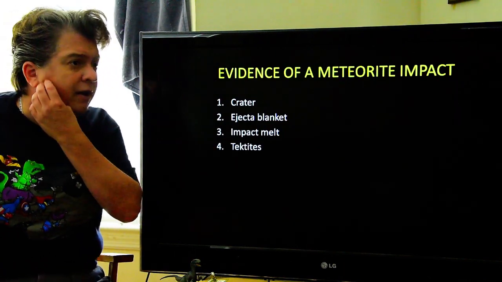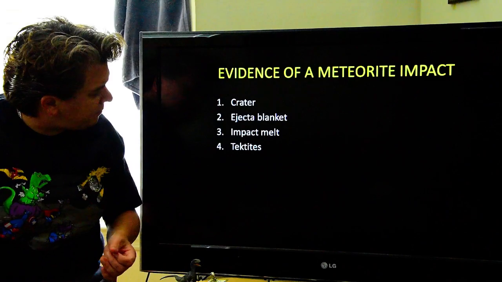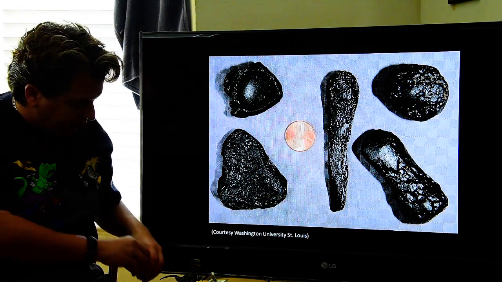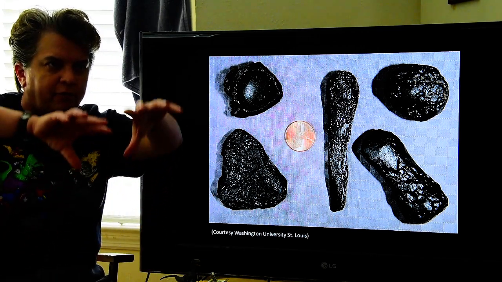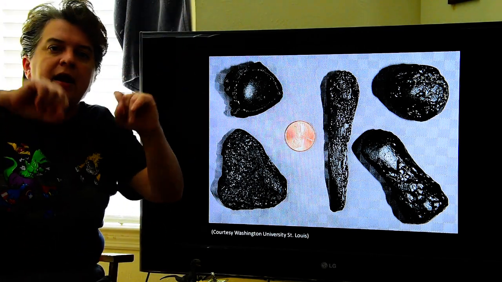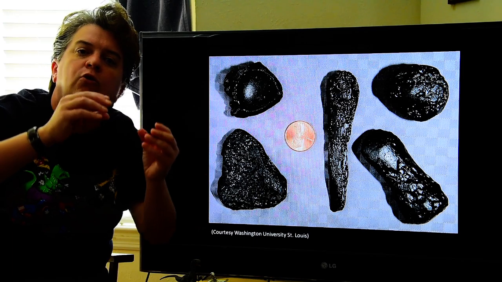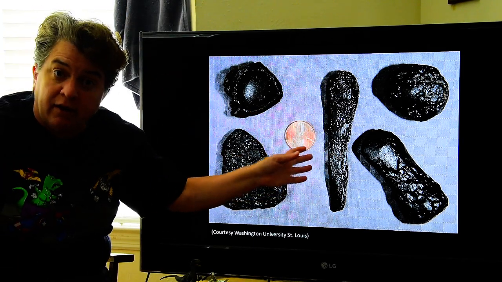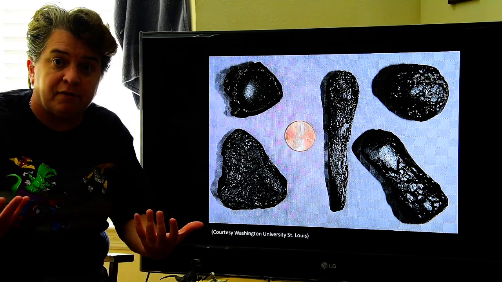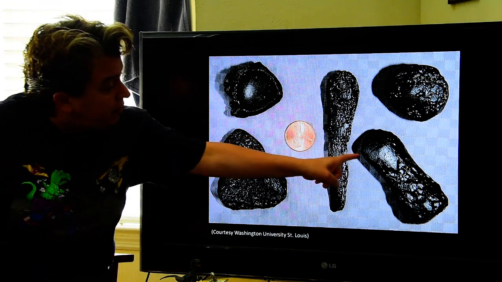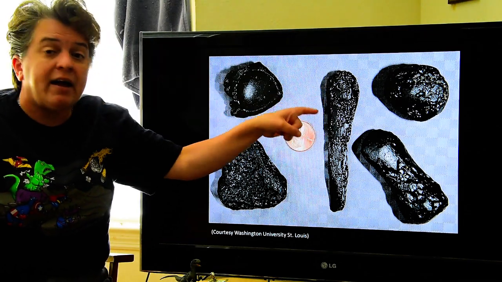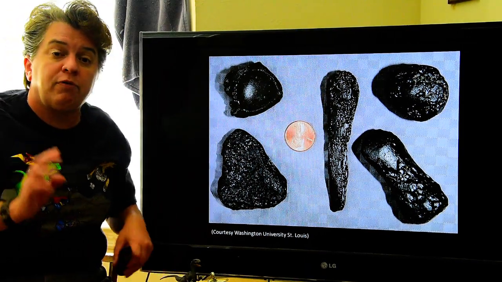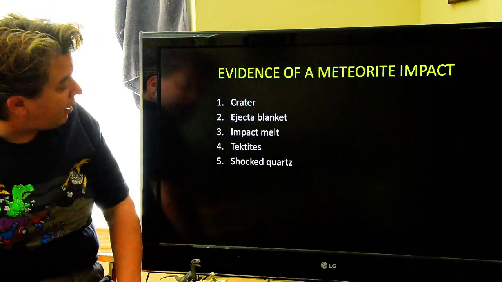You can also find what are called tektites. Tektites are where some of the molten material, some of this melted material, flew through the air, and as it was flying through the air, it cooled into what looks like obsidian, because it is glass. But these usually cool in aerodynamic shapes because they're cooling as they fly through the atmosphere.